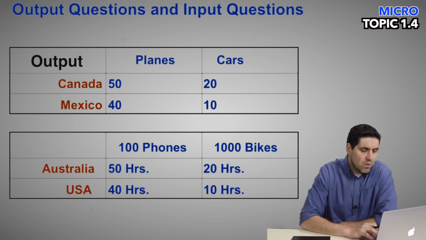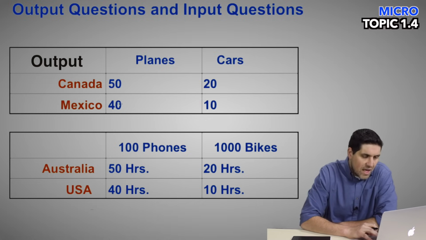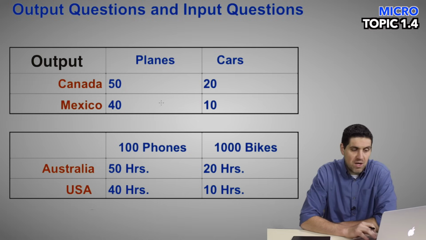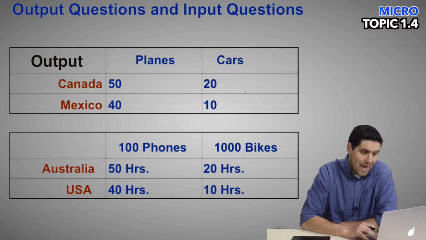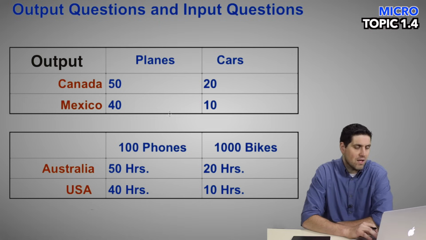Now, which country, real quick, has an absolute advantage in the production of planes? Well, Canada. They can produce more planes than Mexico. Which country has an absolute advantage in production of cars? Yeah, Canada. They can produce 20 and Mexico can only produce 10. So Canada has an absolute advantage in both goods. Very true.